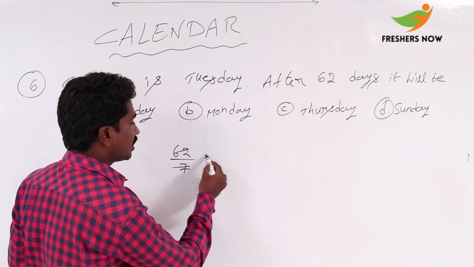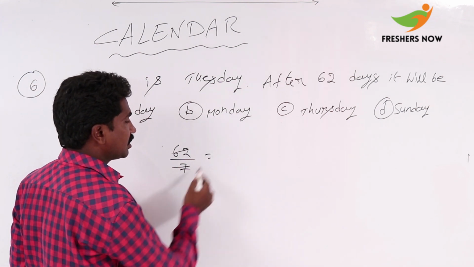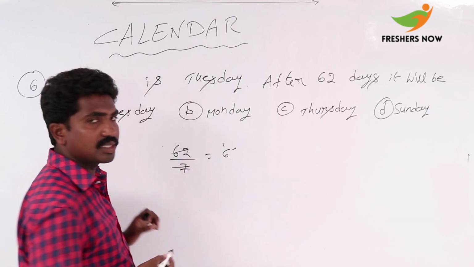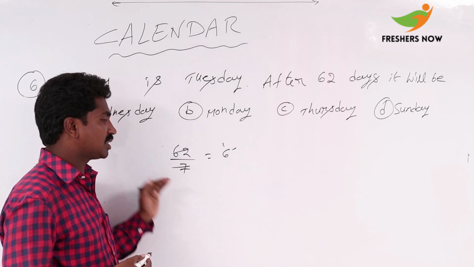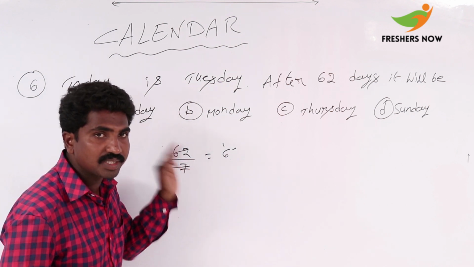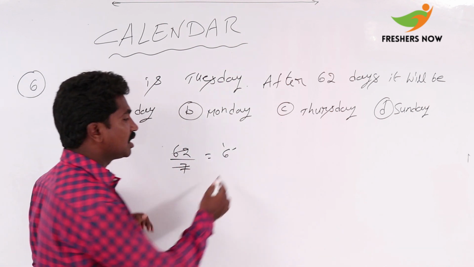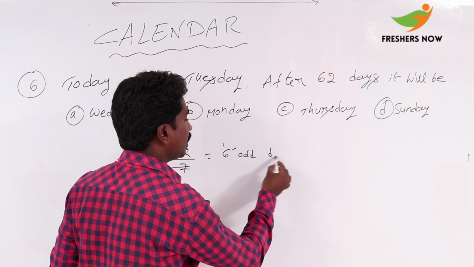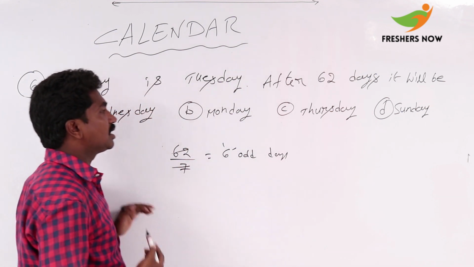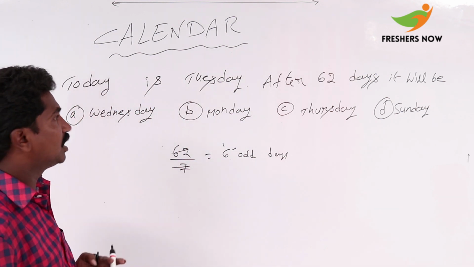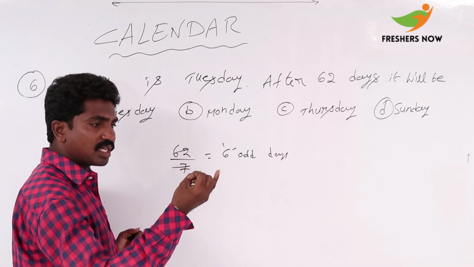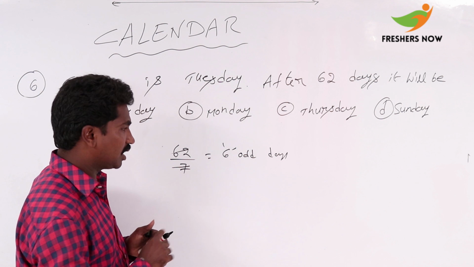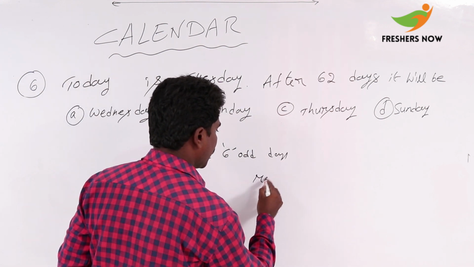Remaining days, 6 days are there. Observe here. To find odd days, we divide by 7. 62 divided by 7: 7 eights are 56, remaining 6 days. So 6 odd days. We add 6 days after Tuesday: Wednesday, Thursday, Friday, Saturday, Sunday, Monday. So, Monday.